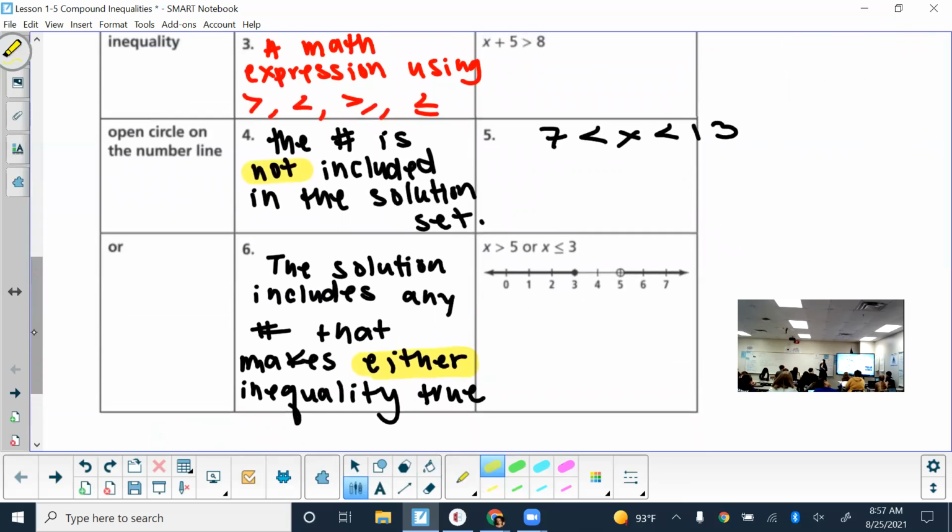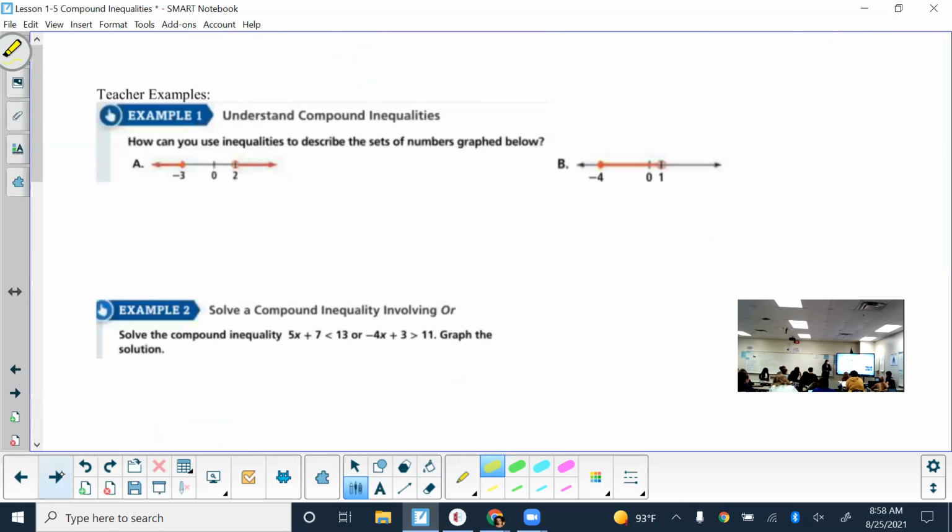Any questions, or was there one that you missed that you need to scroll back to, or we're good? All right. Going once. Twice. All right, let's do a few examples.